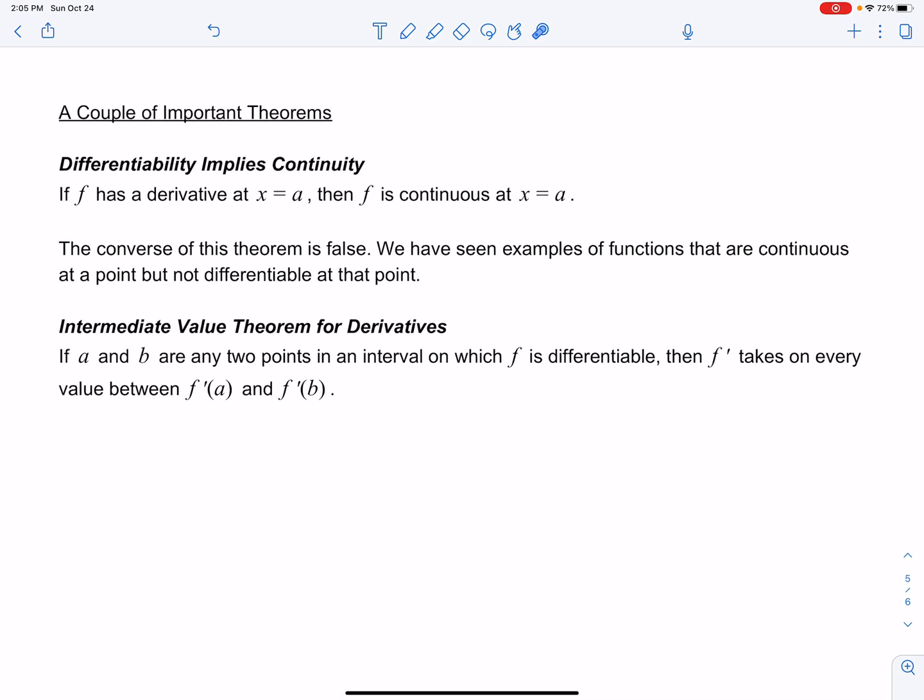And then the other theorem that you need to know about is the intermediate value theorem for derivatives, which says that if a and b are any 2 points in an interval on which f is differentiable, then f prime takes on every value between f prime of a and f prime of b. So the derivative of our function takes on every value between the derivative of our function at a and the derivative of our function at b. We've looked at the intermediate value theorem. This is just saying it works the same way for our derivatives.